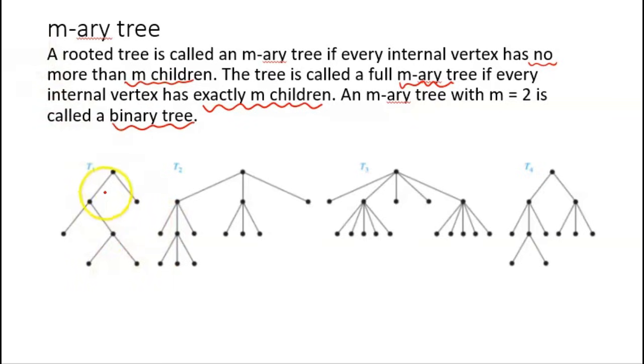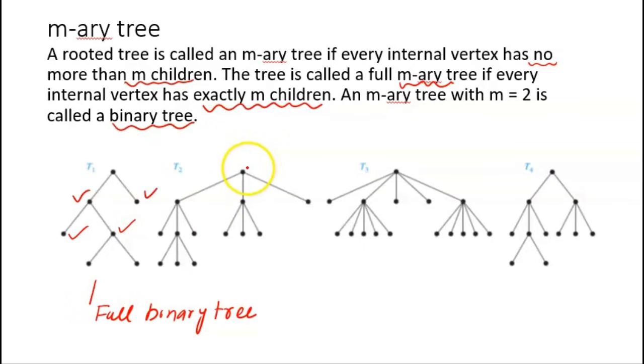Now if I talk about T1, T1 is an internal vertex and it has two children, this and this. This is also an internal vertex. This also has two children. So every internal vertex has two children here. So this is a full binary tree because there are two children.